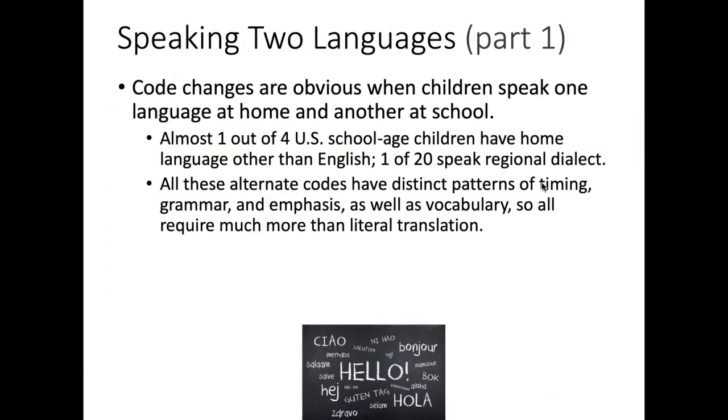Code changing is a really important skill to have. Children who are bilingual or trilingual or quadrilingual have the ability to code switch. They know when to speak which language, depending on who they're speaking to. Almost 1 out of every 4 U.S. school-age children have a home language other than English. 1 of 20 speak a regional dialect of that language. All these alternate codes have distinct patterns of timing, grammar, and emphasis, as well as vocabulary, so all require much more than literal translation. Children who are able to speak more than 1 language or more than 2 languages, their brain becomes more flexible, and there's a lot of benefits to bilinguality.